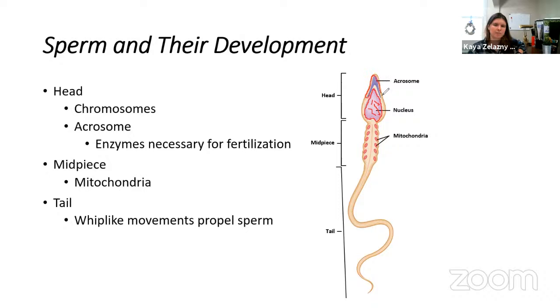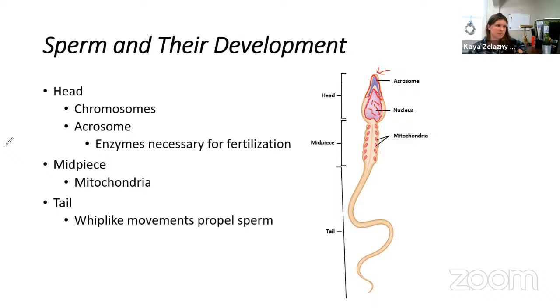So the acrosome contains enzymes that are going to allow the sperm to break into the ova in order to deposit their genetic information during sexual reproduction. So those enzymes in the acrosome are necessary for fertilization.